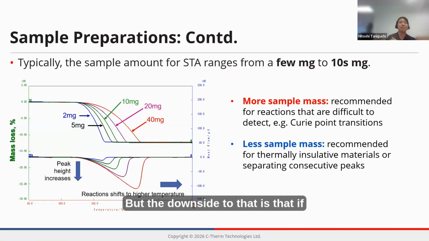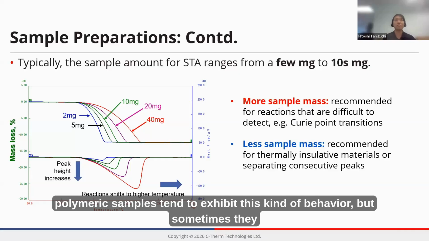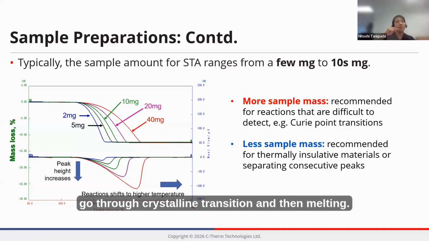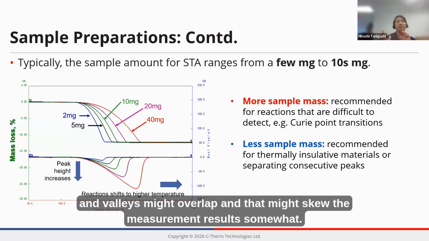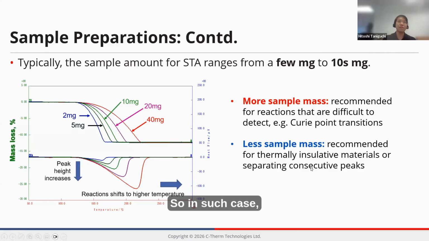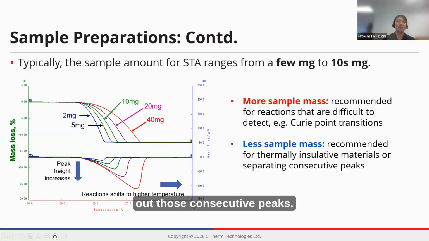But the downside to that is that if you have a sample that reacts back to back, for example, polymeric samples tend to exhibit this kind of behavior, where they go through crystalline transition and then melting. If you have a really large piece of sample, those two peaks and valleys might overlap, and that might skew the measurement results somewhat. So in such a case, having smaller sample mass is nice so that you can separate out those consecutive peaks.